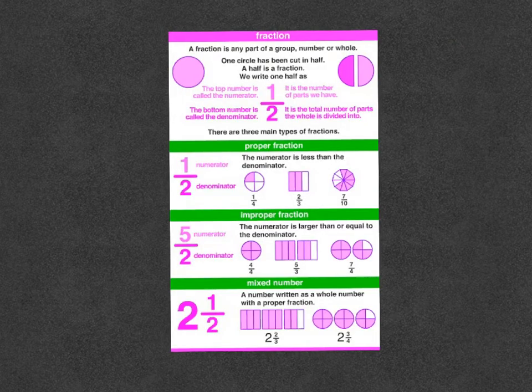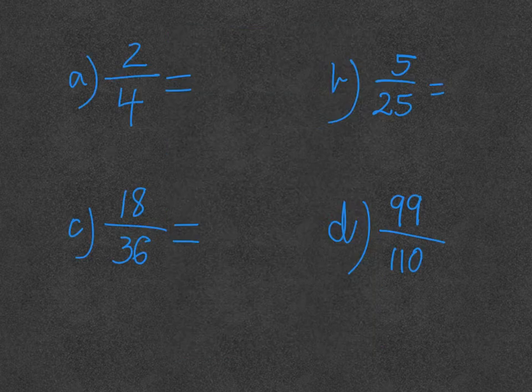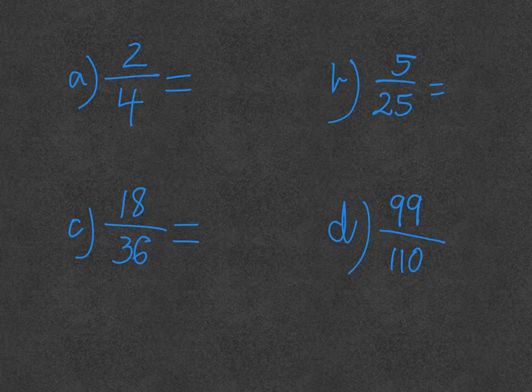Let's take a recap of the three ways that a fraction can be presented. We can have a proper fraction, an improper fraction, and a mixed number. Here are four examples that we are going to look closely at.